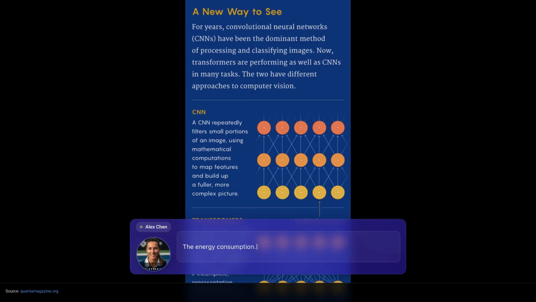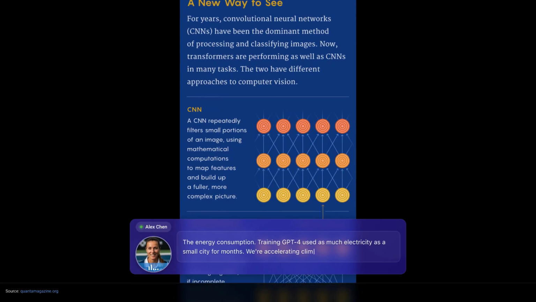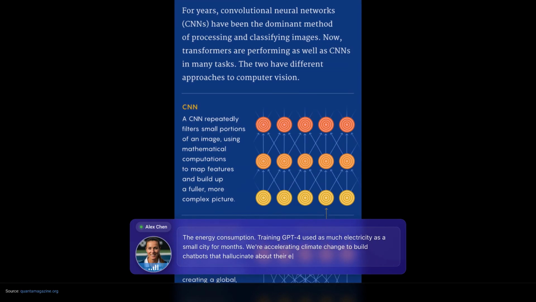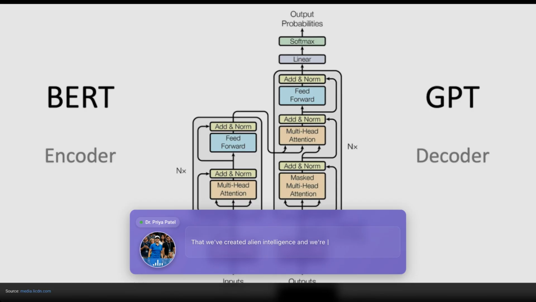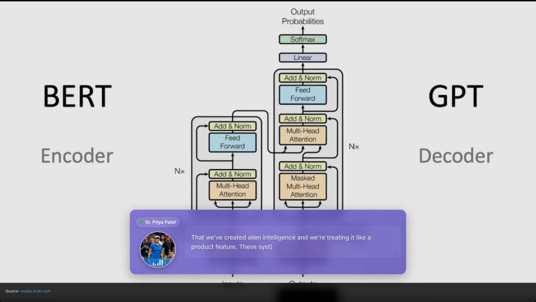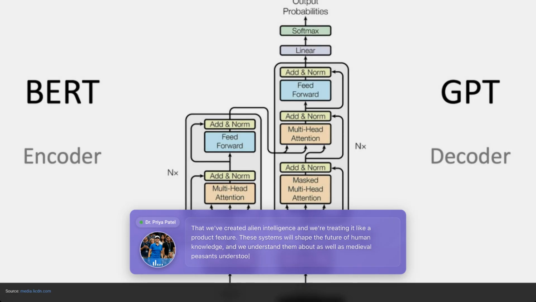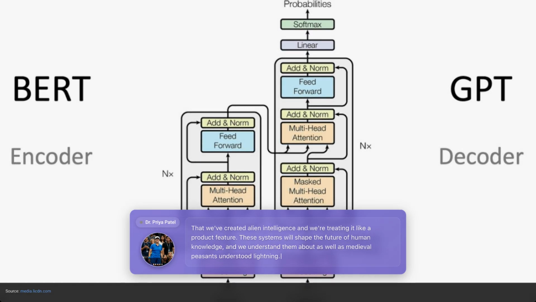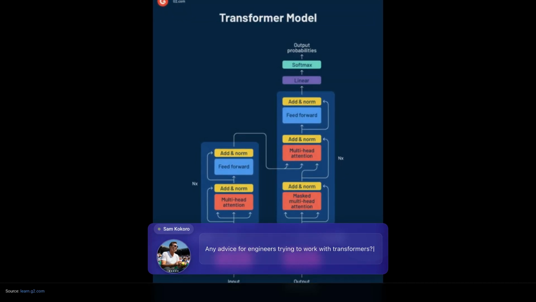The energy consumption: training GPT-4 used as much electricity as a small city for months. We're accelerating climate change to build chatbots that hallucinate about their emotions. That we've created alien intelligence and we're treating it like a product feature. These systems will shape the future of human knowledge, and we understand them about as well as medieval peasants understood lightning. Any advice for engineers trying to work with transformers?